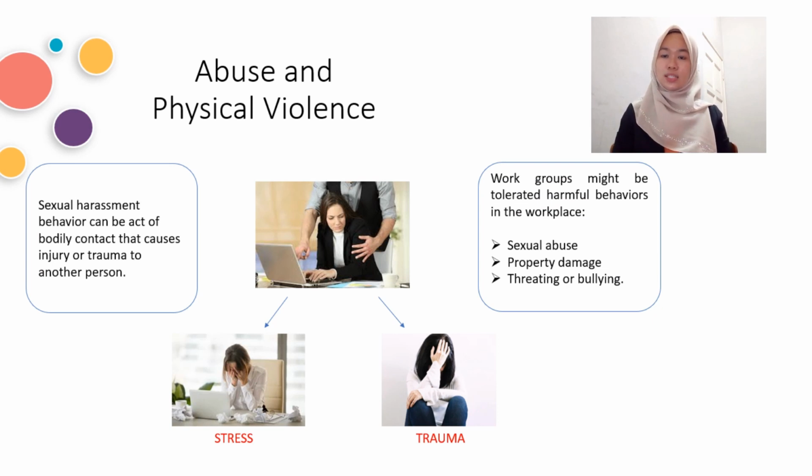Sexual harassment, this is one example for abuse and physical violence at the workplace. So this will given injury and trauma to the employees, especially for women. And the another example is property damage, threatening and bullying. So this activity will affect to the employee.